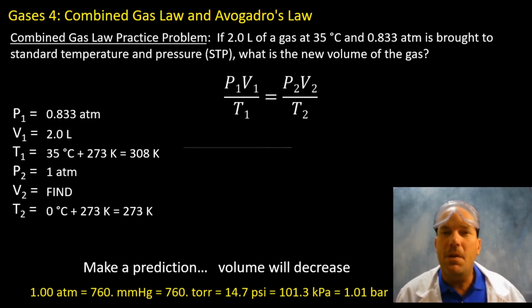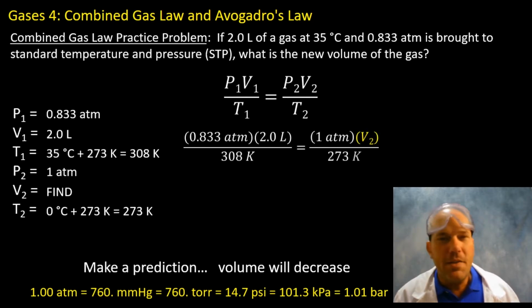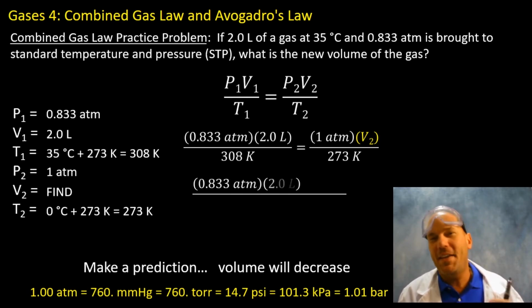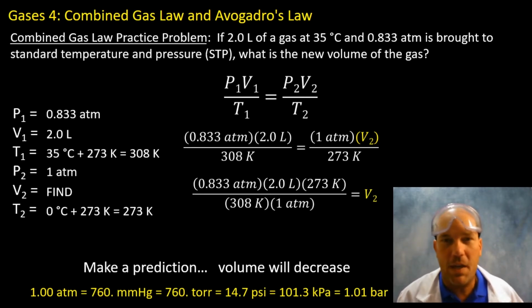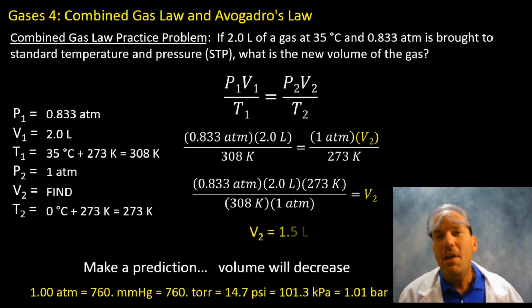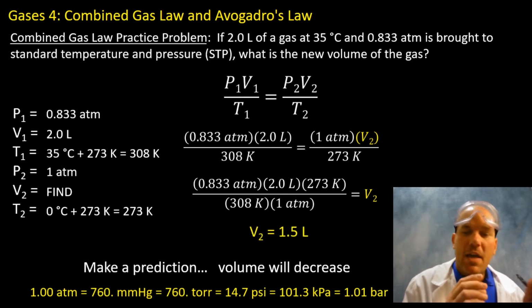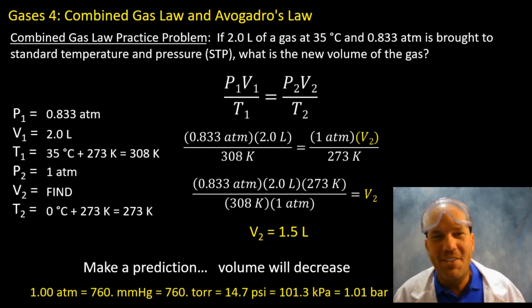Let's go ahead and put in some numbers here. We're going to rearrange this algebraically to solve for volume 2, which is the new volume of the gas. So by multiplying both sides by 273 Kelvin, dividing both sides by 1 atmosphere, we find our final volume to be 1.5 liters, which is indeed less than 2.0 liters.